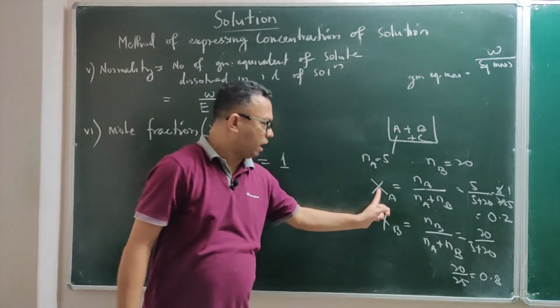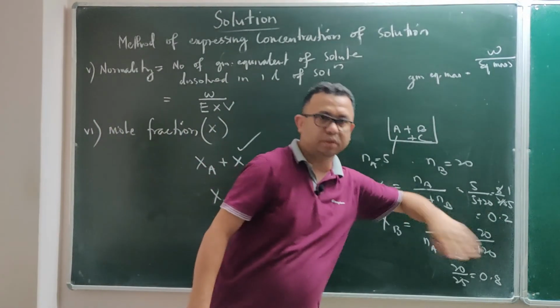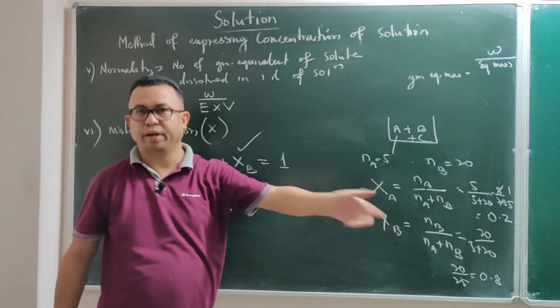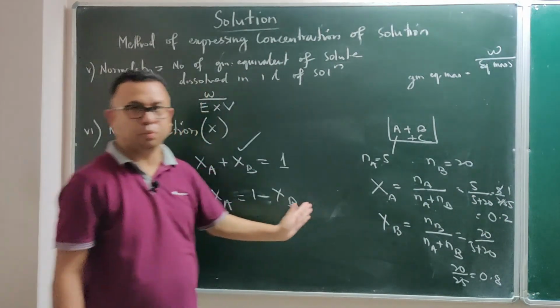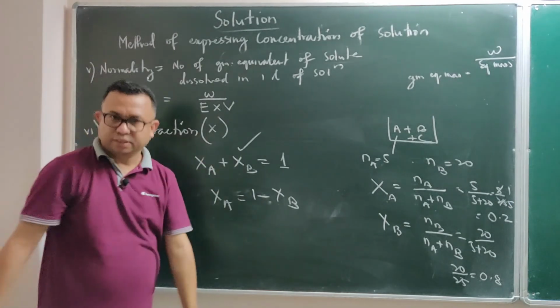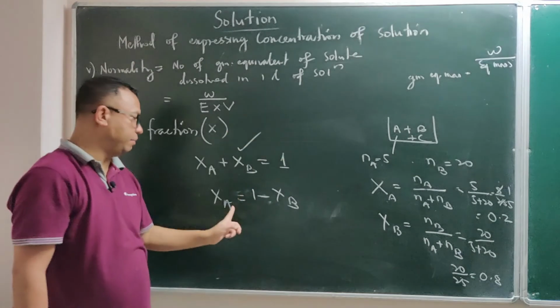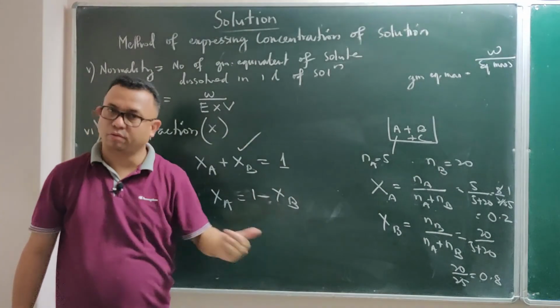It was not necessary. After I found the mole fraction of A, I could have directly told you that 0.2 means the mole fraction of B would have been 0.8, because 1 minus 0.2 is 0.8. Directly the other one would come. So when only two components are present, if you know the mole fraction of one, the other one can be easily calculated by subtracting it from 1.